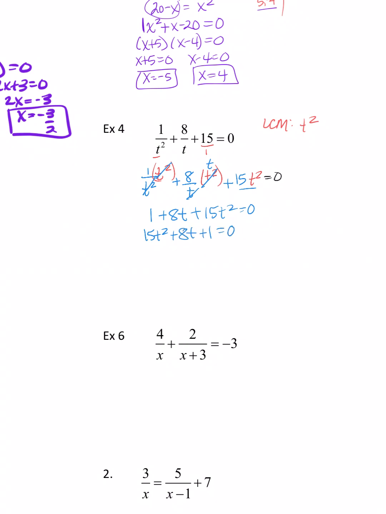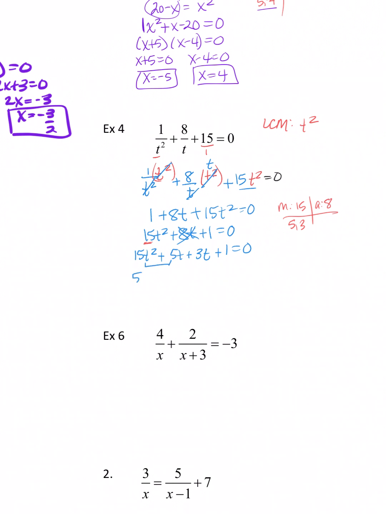So let's see if it'll factor. Let's do the multiply-add thing, see if it'll factor. So multiply to get 15, add to get 8. Well, a 5 and a 3 should work, but look, this is not a 1, so I've got to do the grouping thing. So let's do that. 15t squared plus, instead of 8t, I'm going to write 5t plus 3t plus 1 equals 0.